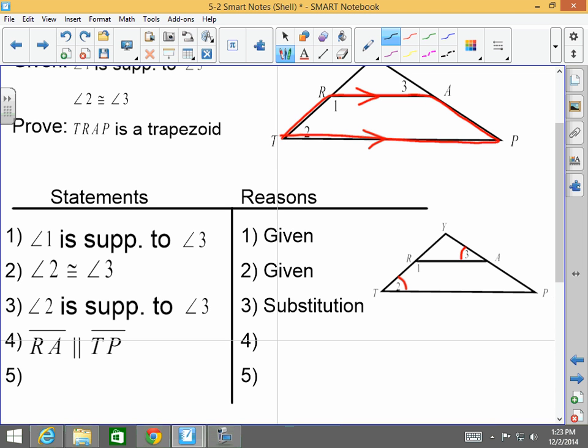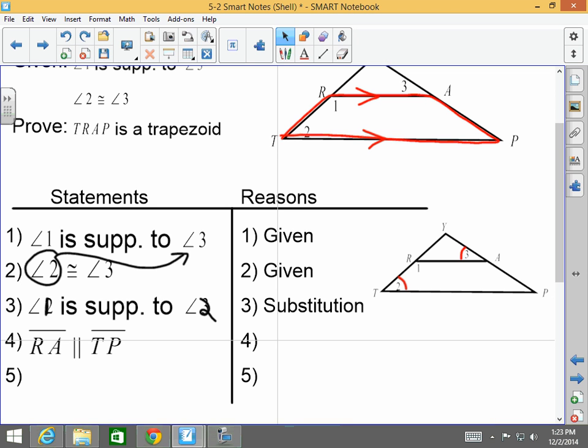Angle 1 is supplementary to angle 3. Angle 2 is congruent to angle 3. So then that means that angle 1 is supplementary to angle 2. Sorry about that, boys. Because of substitution. Because I could just substitute the 2 for the 3 here. That's my bad, and I apologize. No excuse. So then, if these two are supplementary, what do I know about RA and TP?